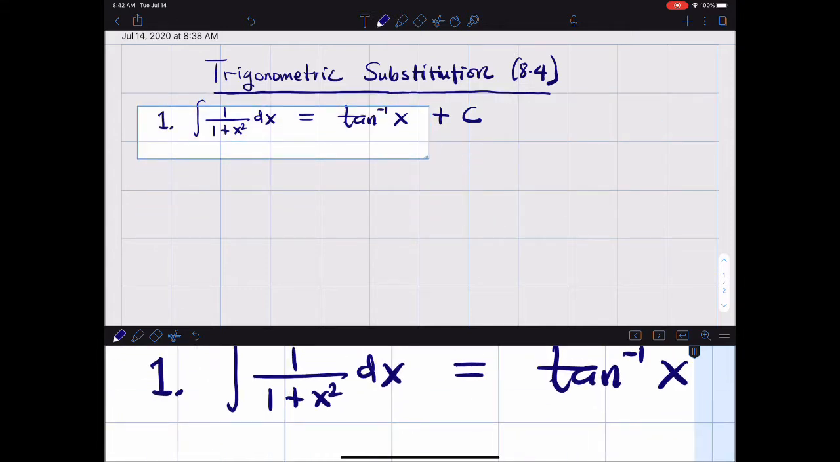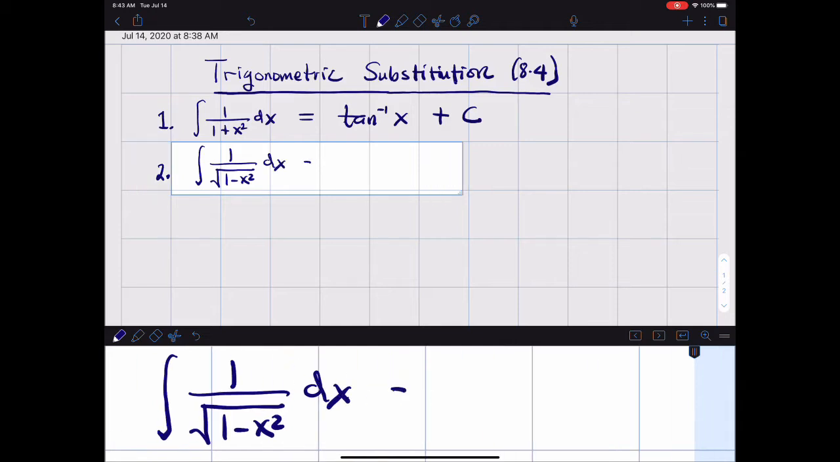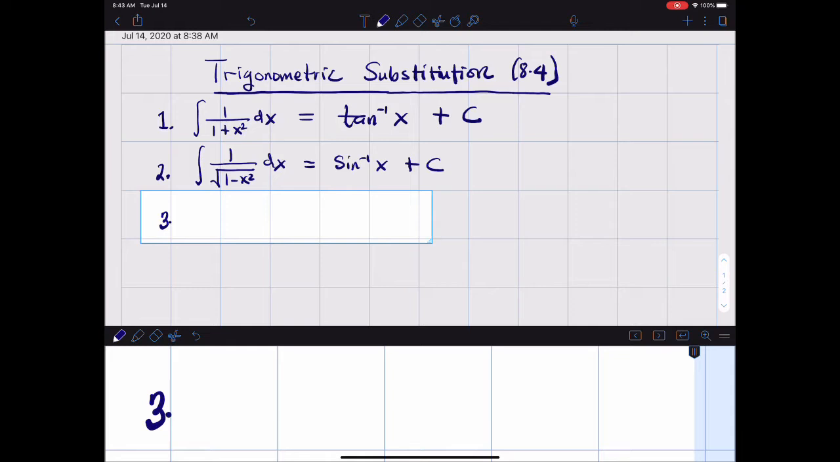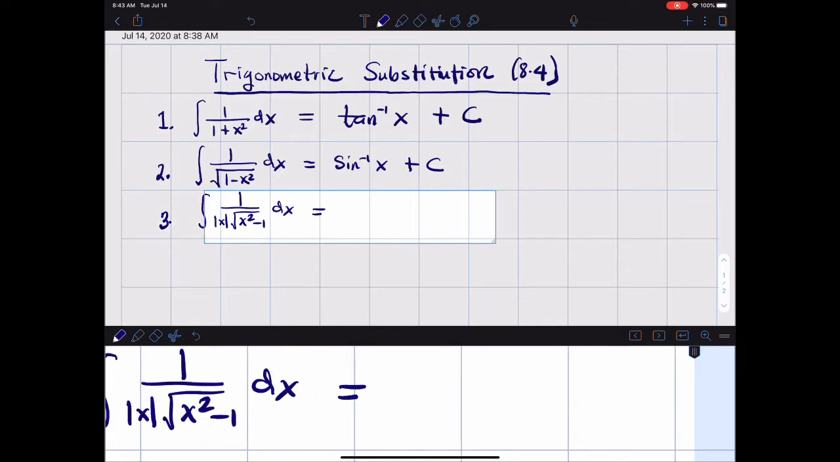So likewise, we have other related integrals that can be dealt with the same way, like the integral of 1 over square root of 1 minus x squared dx is just going to be inverse sine of x plus c. And another one that you probably have seen is the integral of 1 over absolute value of x times square root of x squared minus 1 dx. This is inverse secant of x plus c.